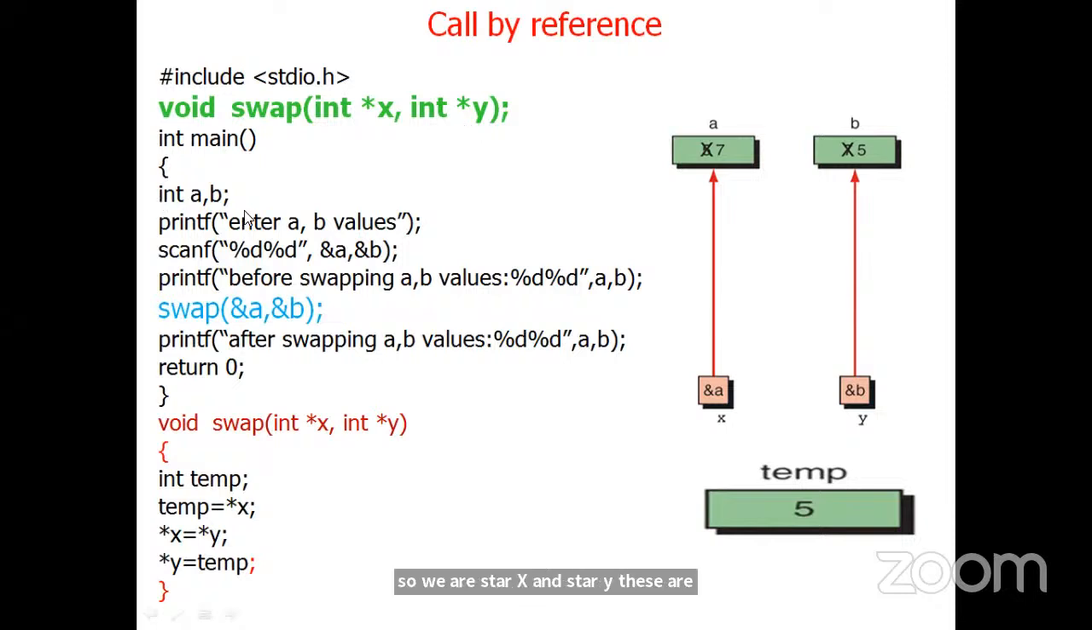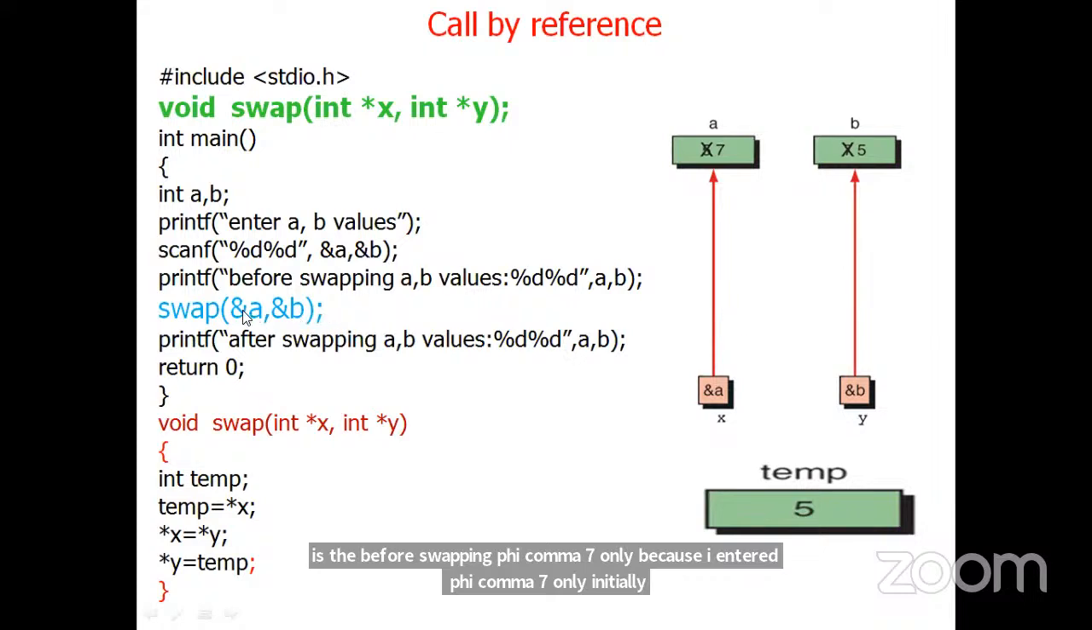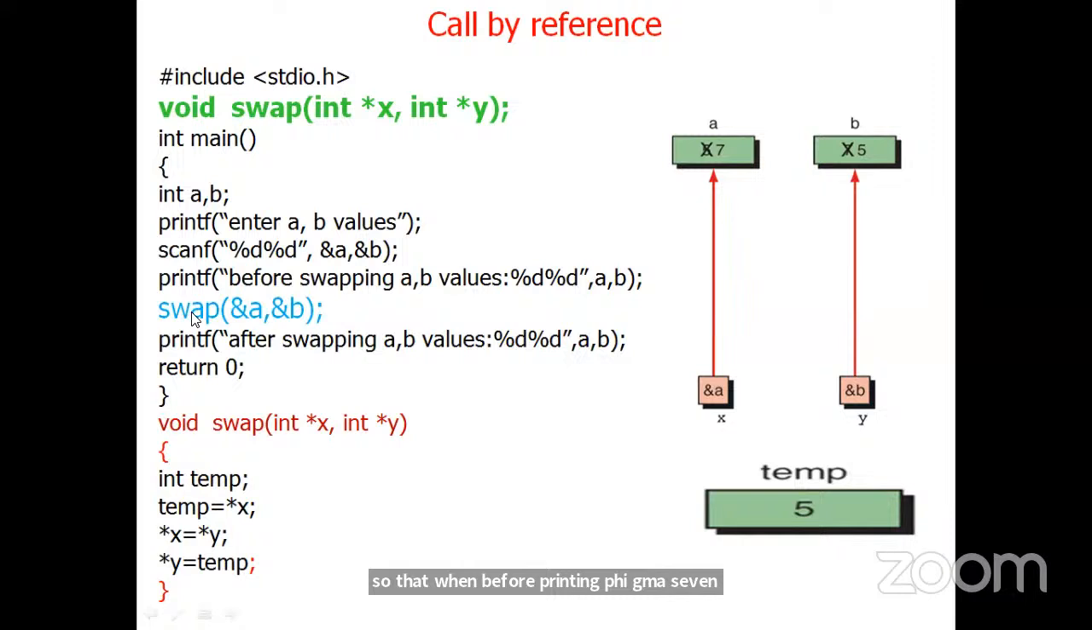Now I am entering the values A comma B. I am reading the values, and before swapping I am printing A comma B. What is it before swapping? 5 comma 7 only, because I entered 5 comma 7 initially. Now next, what am I doing? Swap. I am not passing the values here. I am passing the address of A.